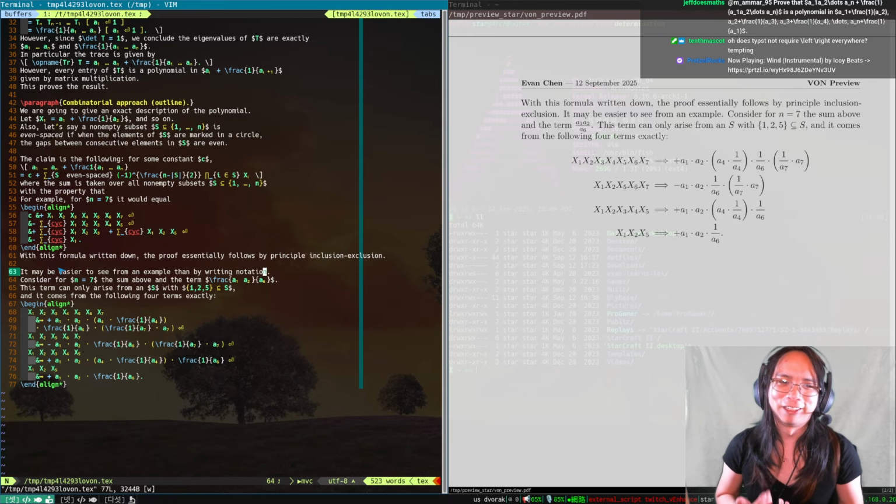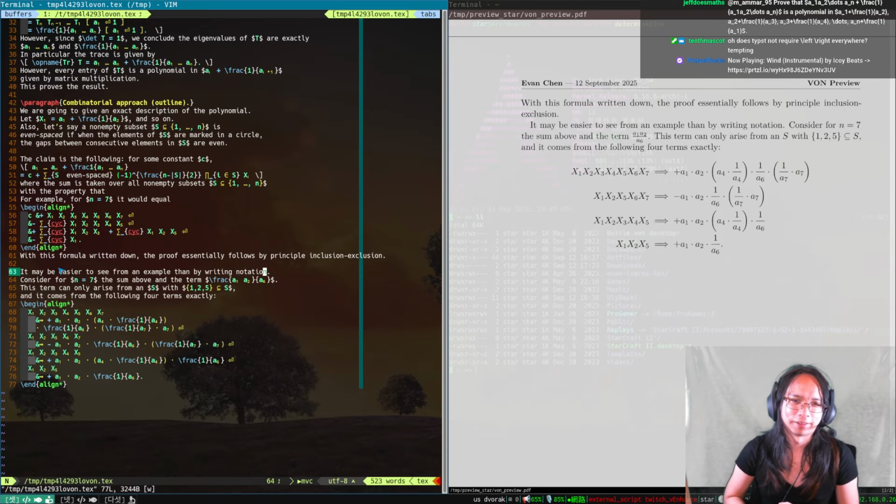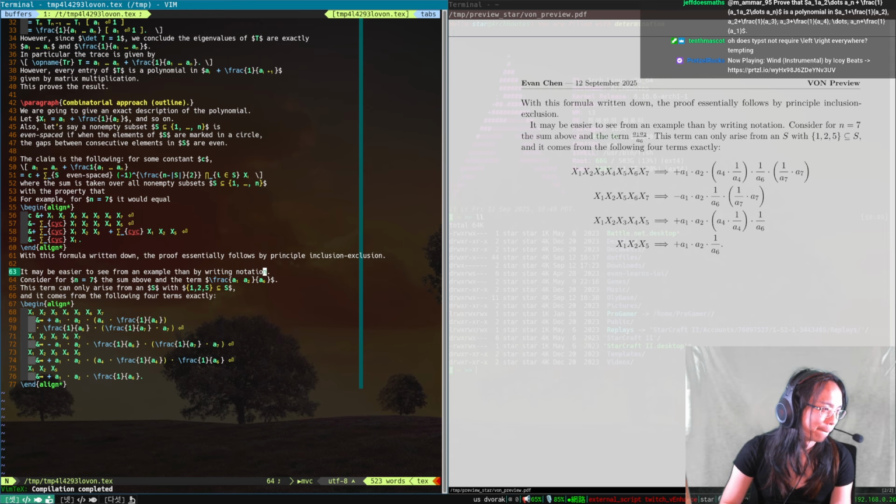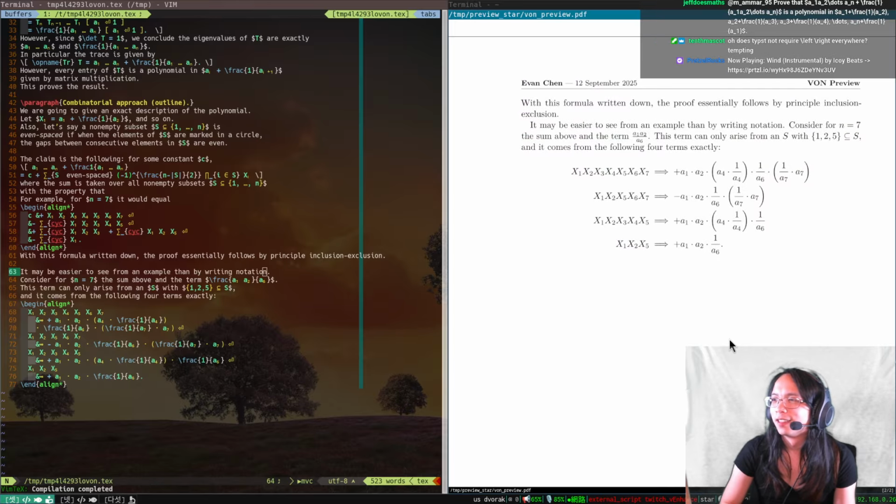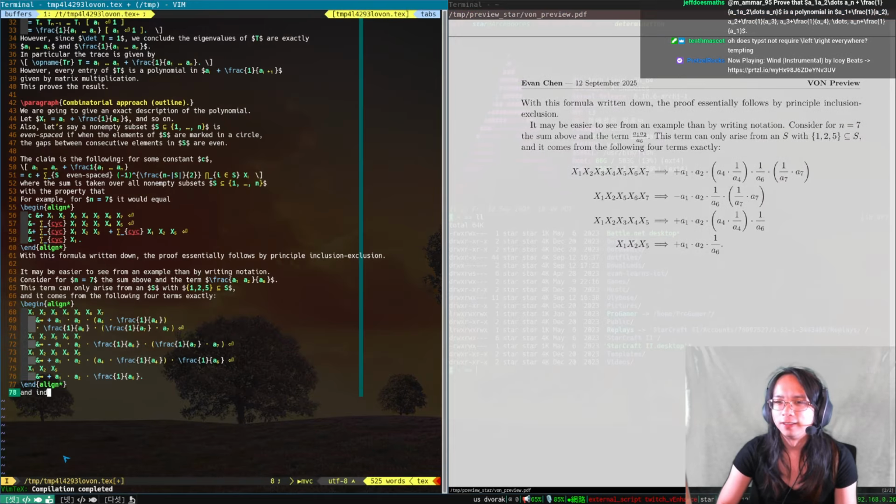Yeah, Typst does not require left and right. Typst also doesn't require a backslash. It's really nice. Yeah. And indeed, the total contribution is 0.